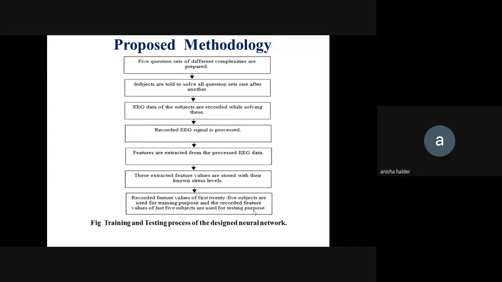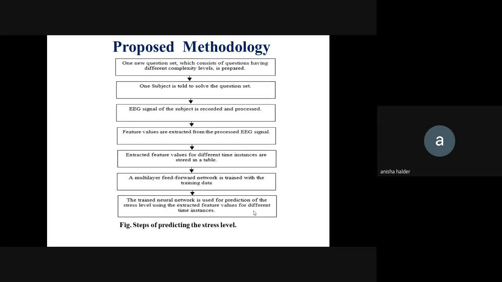Fine. Recorded feature values, we have taken first 25 subjects. These are all our students. In one classroom, we have got 25 students, and in 12 to 13 days, the experiment has been finished. Recorded feature values of first 25 subjects are used for training purpose, and the recorded feature values of the last 5 subjects are used for testing purpose. Okay, fine.